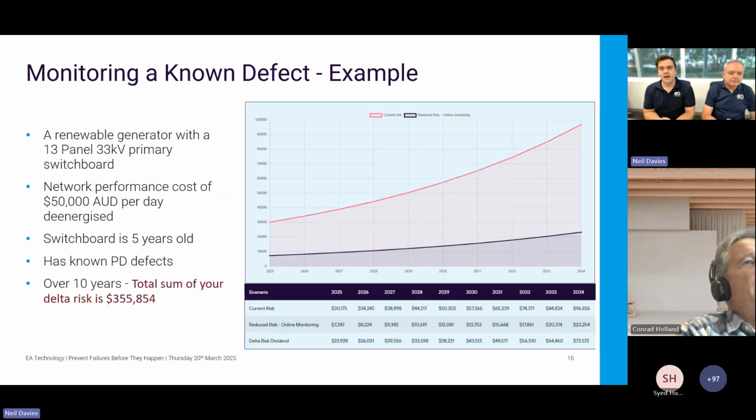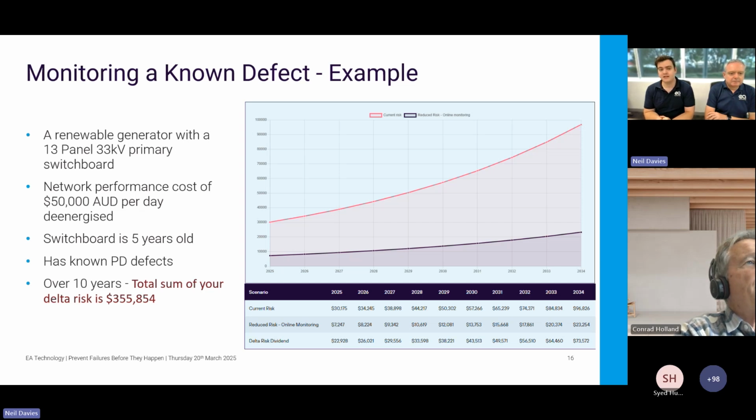But let's have a look at what is the business case for that. So if we look at that particular scenario, it was on a renewable generator, it was on their primary 33 kV switchboard, and it was 13 panels. For this particular site, that outage cost them in generation about $50,000 per day for that feeder, which is quite conservative once you come to outage costs. But the big thing is that board was only 5 years old.